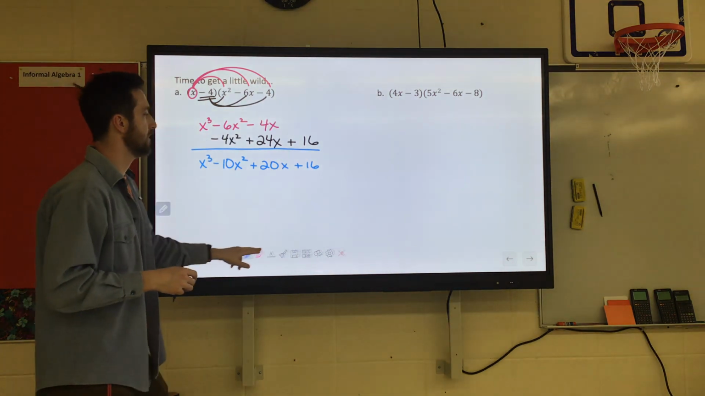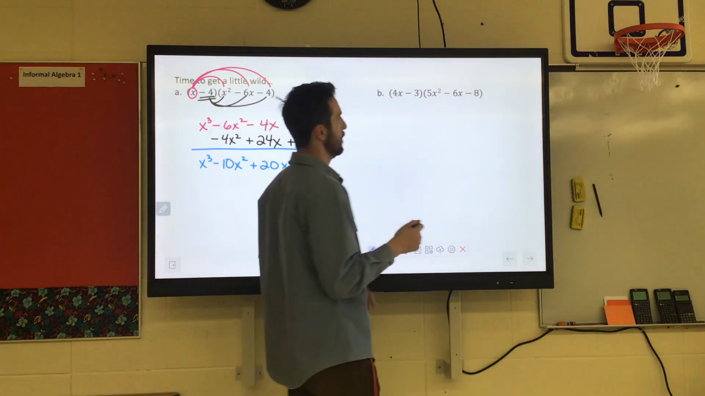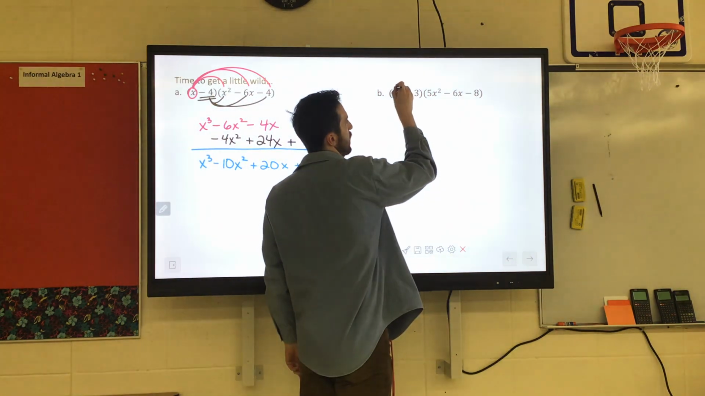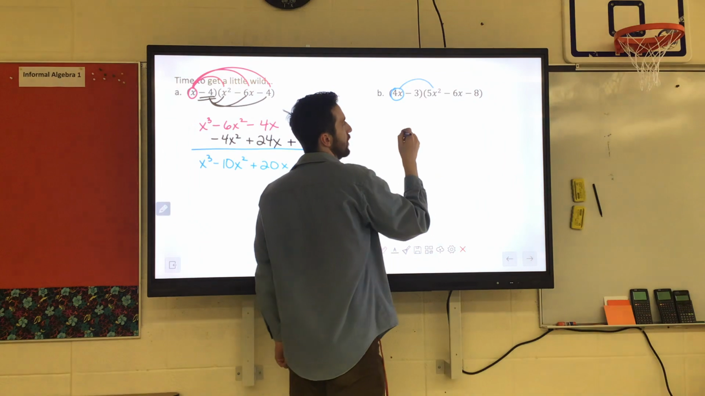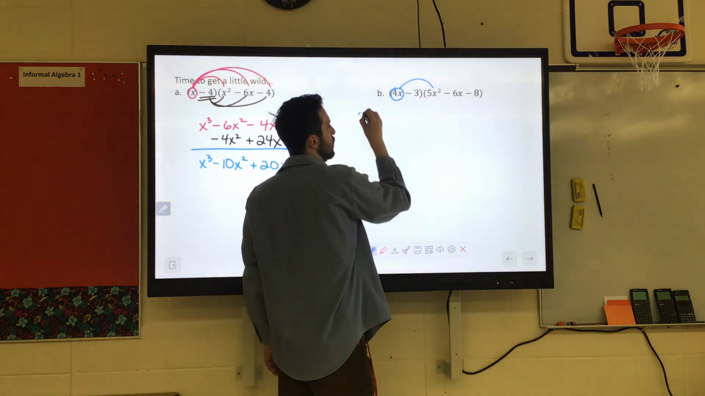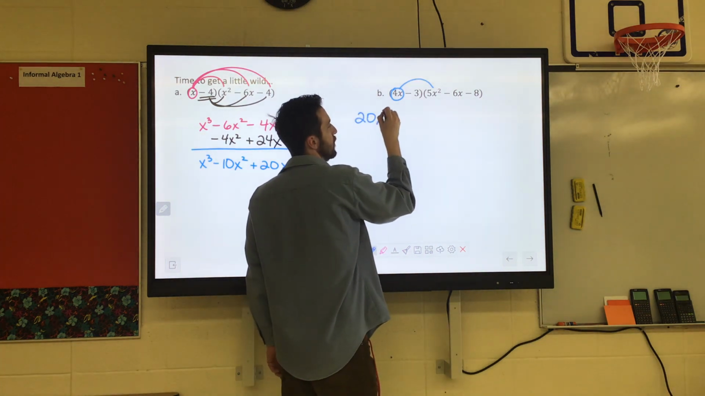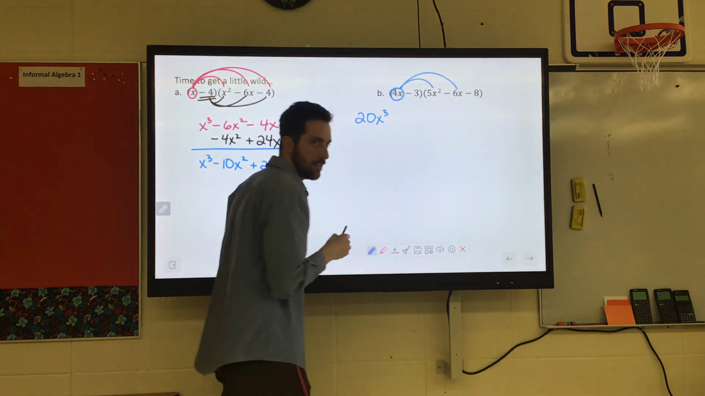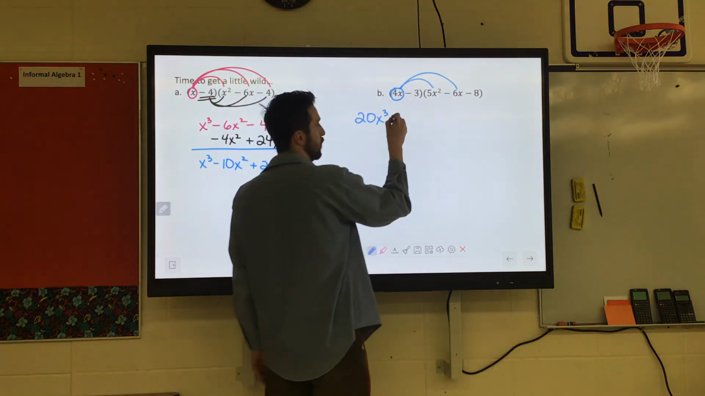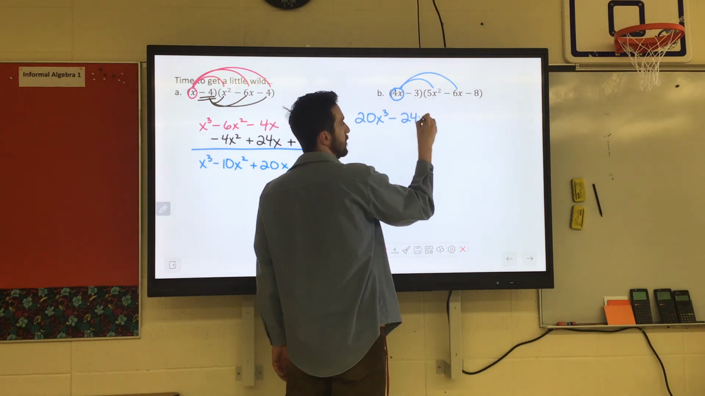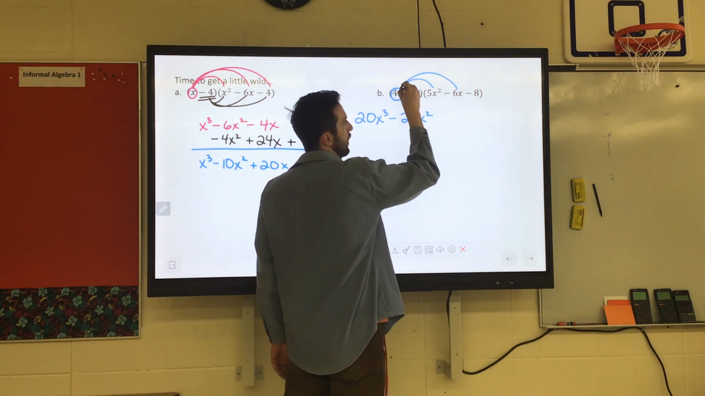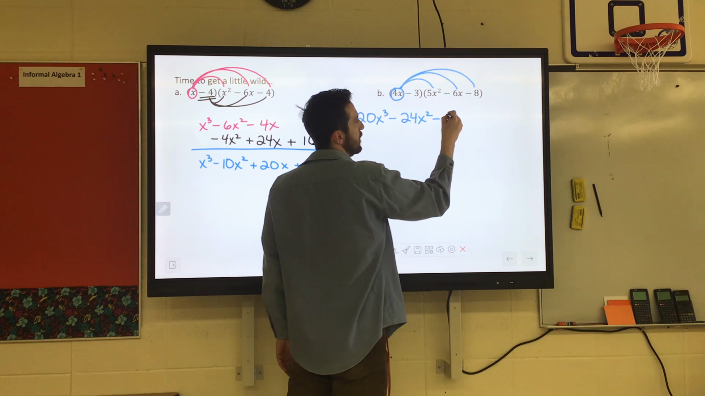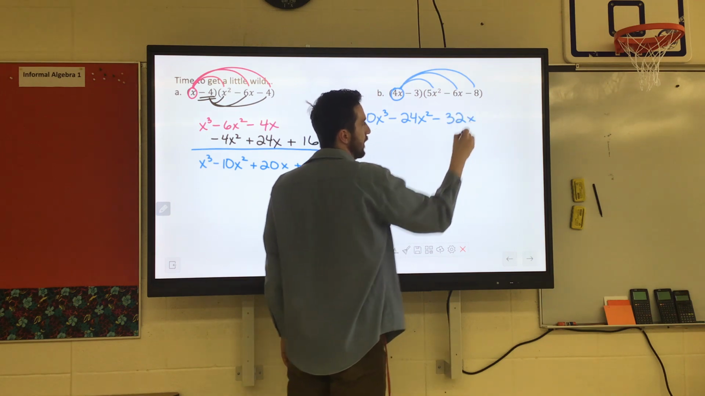So let's try it again here, except now we have a little bit bigger numbers. So let's get them with the 4x first. 4x times 5x squared. 4 times 5 is 20. X times x squared is x to the third. 4x times negative 6x. That would give us negative 24x to the second power, x squared. And 4x times negative 8 is negative 32x.